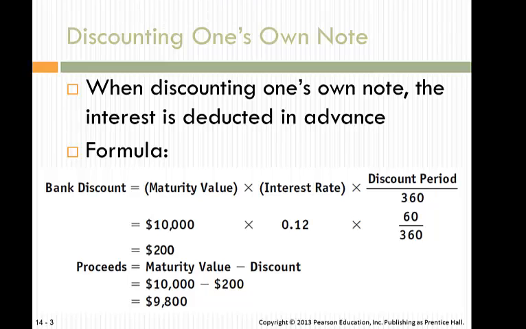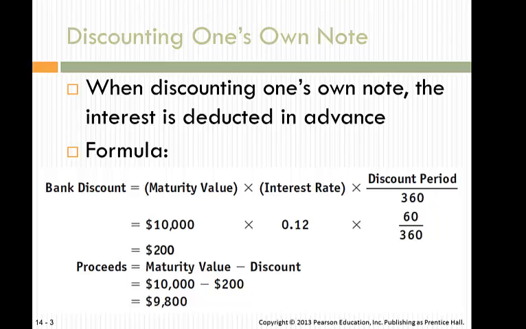Jones Company is borrowing $10,000 by giving Alvin Bank its own 12% 60-day note on December 16th. In this case, Alvin Bank deducts the interest in advance. Step 1 is to determine the maturity value, but since this is Jones Company's own note and it doesn't pay itself interest, the maturity value is the principal of $10,000.